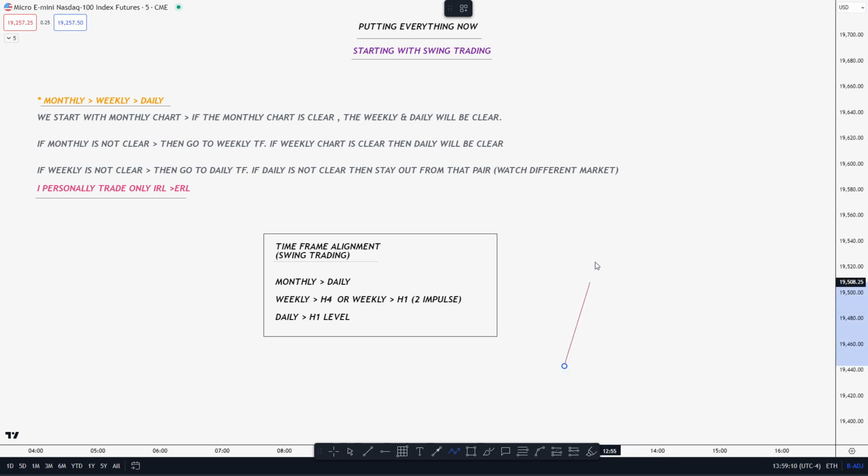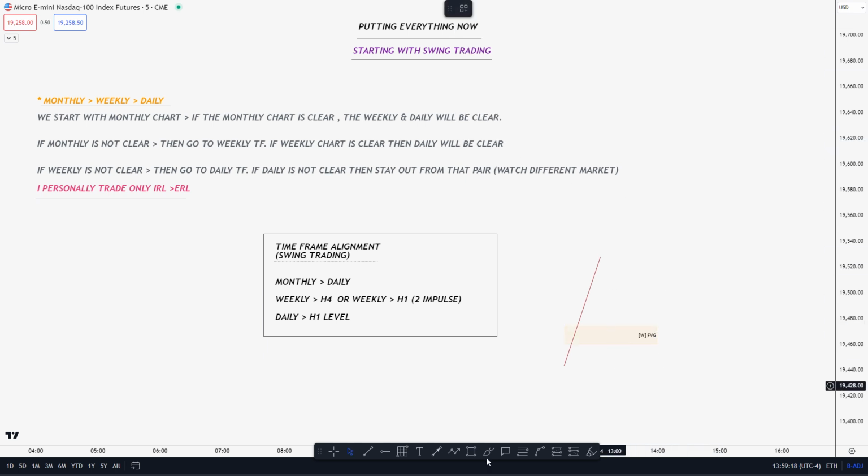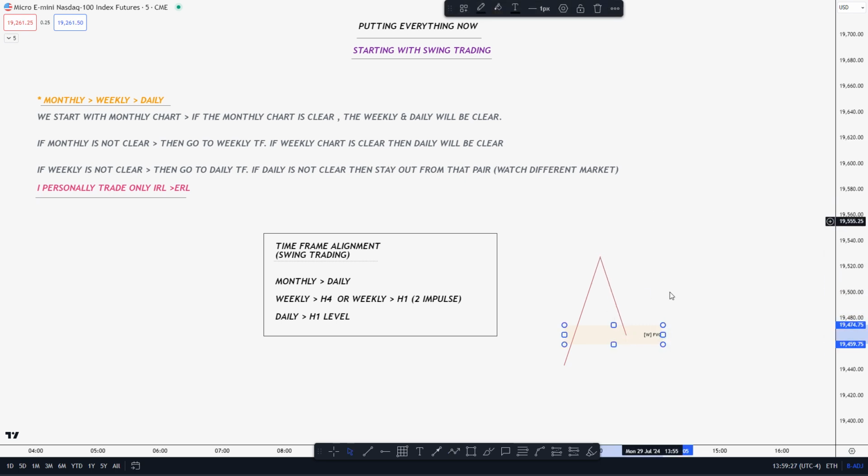So for example, again, let's say we created here a monthly fair value gap. Or let's say a weekly fair value gap. So let's say we tap this weekly fair value gap. Okay, so now we know we are at this internal level and we're going to look for the bullish move. So if we tap this weekly fair value gap, we will wait for 4 hour structure. Then we will go to 4 hour to look for entry basically.